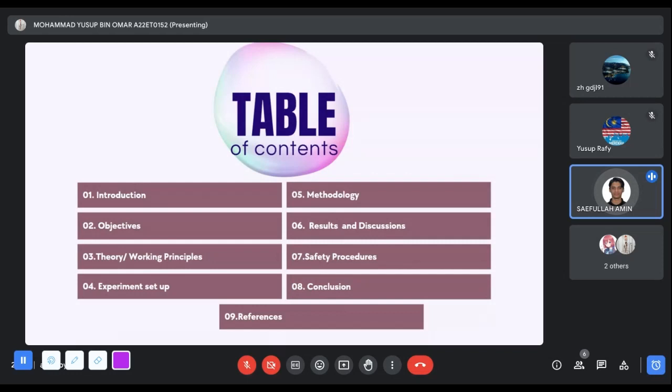So this is the table of contents contained in our presentation for today, which is introduction, objective, theory, working principles, equipment, setup, methodology, results and discussion, safety procedures, conclusion, and references.